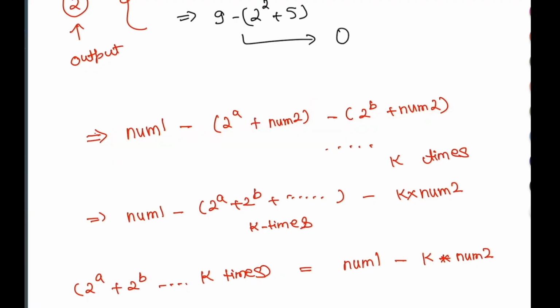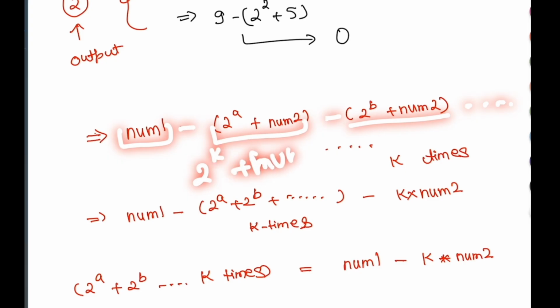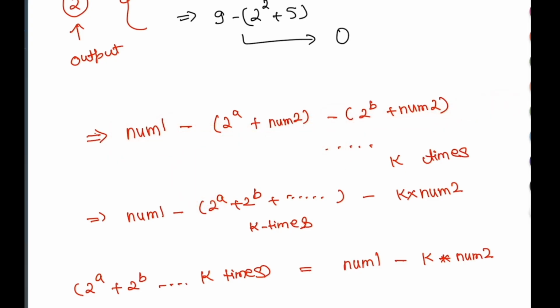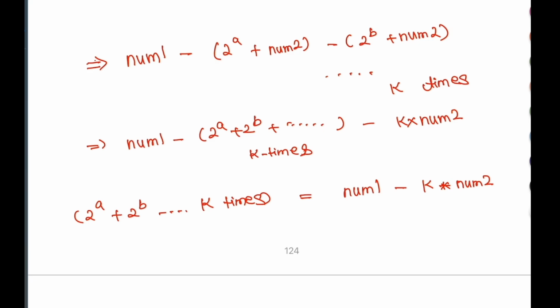So with the new value of num1, we are again performing the same operation. It's like saying that if I perform the operation k times, then the new value will be equal to num1 minus 2 to the power a plus num2, minus 2 to the power b plus num2, up to 2 to the power k plus num2, right? Basically if you perform the operation k times. Now let us focus on this formula. We can say that let's group the 2 to the power a, 2 to the power b, dot dot dot, whatever 2 to the power numbers we have together, and let us group the num2 together from every operation.